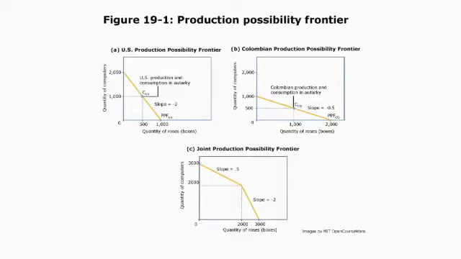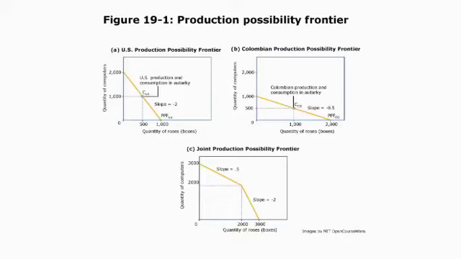Figure 19.1 shows production possibility frontiers. You learned about these a while back. Let me remind you. A production possibility frontier, we talked about in the context of a firm, shows the trade-off between the firm's ability to produce one good versus another good. So for a firm producing two goods, the production possibilities frontier is the combination of the two goods they could produce at a given level of inputs. We can also talk about this in the context of countries.